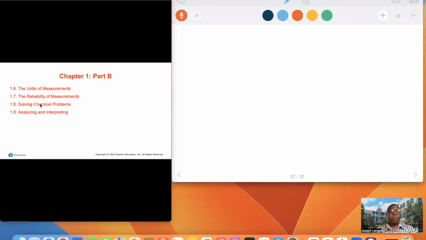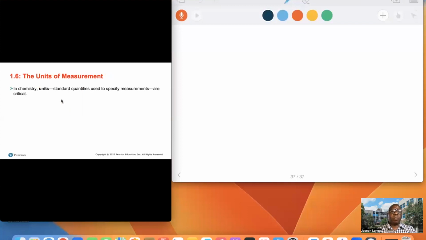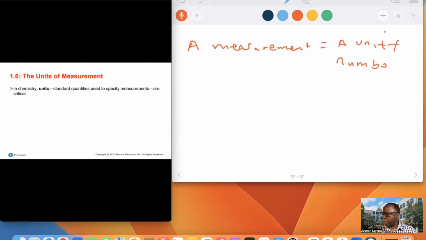To start off, in section 1.6, measurement. When we talk about measurement, a measurement consists of two things. I defined this earlier on. A measurement consists of a unit plus a number, or a number plus a unit, whichever way you look at it.